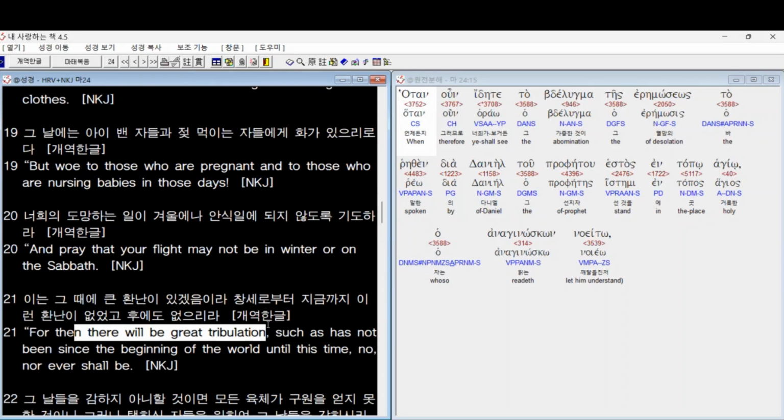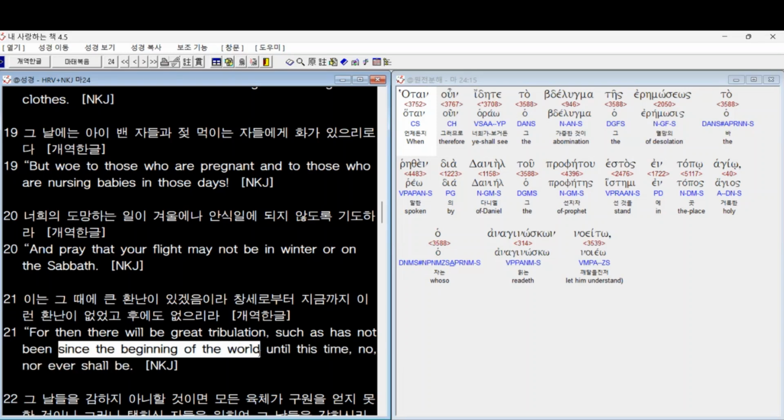Then there will be great tribulation. We already learned from Daniel chapter 12, Michael, who is like God, and the great earthquake when the sixth seal is opened, Revelation chapter 6. That's the great tribulation: by hearing the seventh trumpet, by eating the new book, by receiving the understanding of the mystery of God. Great tribulation, such as has not been since the beginning of the world until this time, no, nor ever shall be.